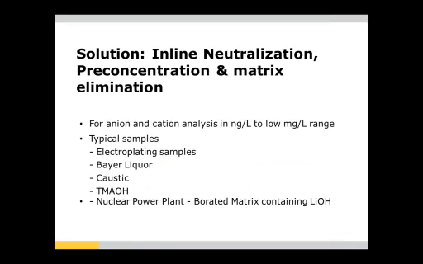The last but very important sample preparation technique is the combination of inline neutralization, pre-concentration as well as matrix elimination. When we are talking about a very harsh sample matrix like electroplating samples, Bayer liquor, caustic or TMAOH, we cannot do direct pre-concentration, because in electroplating samples the heavy metals present in the sample matrix would interfere. For the Bayer liquor, caustic, and TMAOH, the matrix itself will act as an eluent and that will not allow the pre-concentration of the anion. That's also applicable to the nuclear power plant borated water matrix, which contains lithium hydroxide.